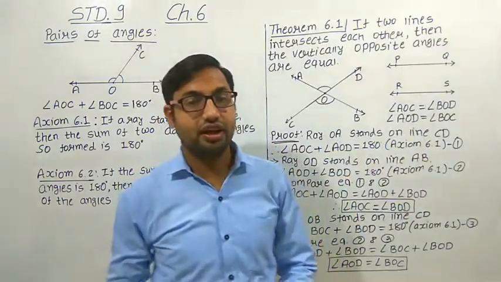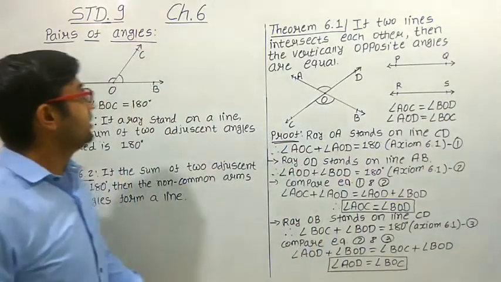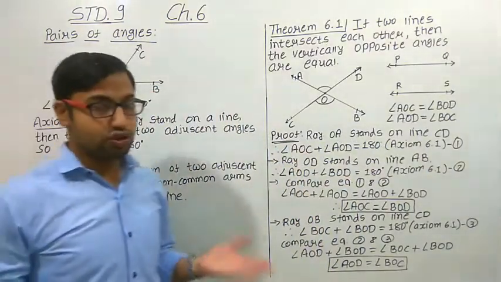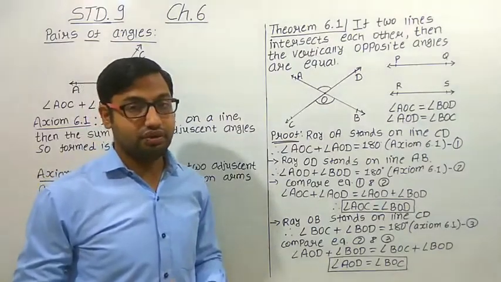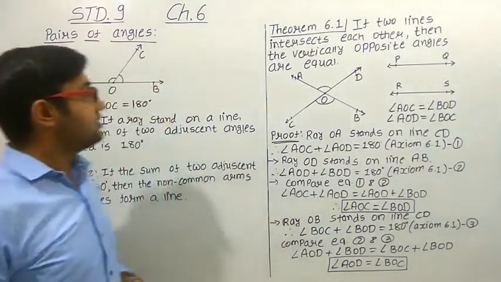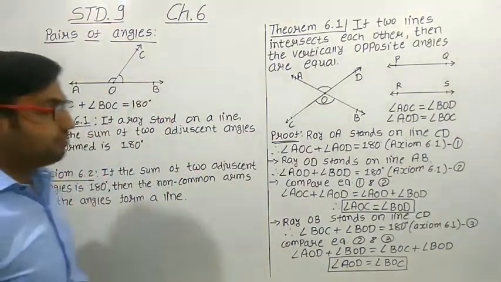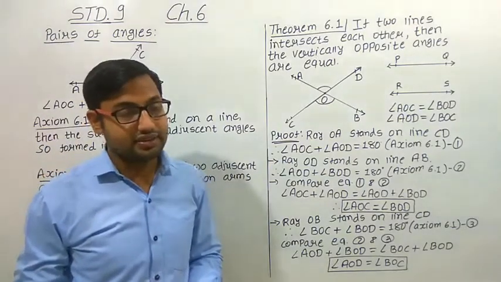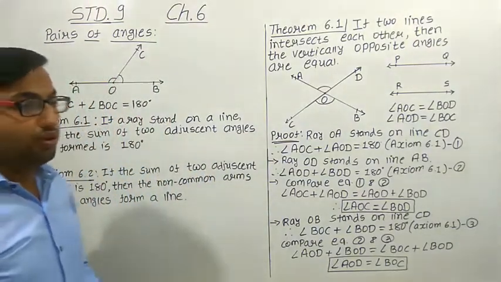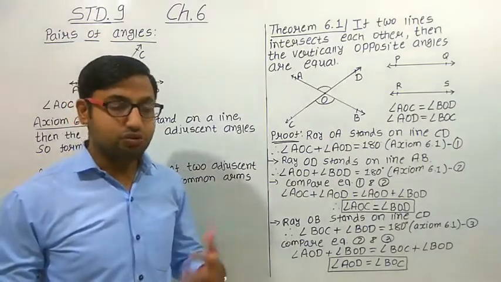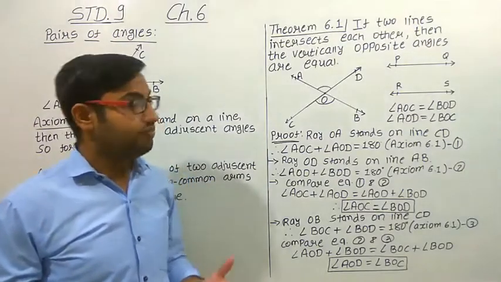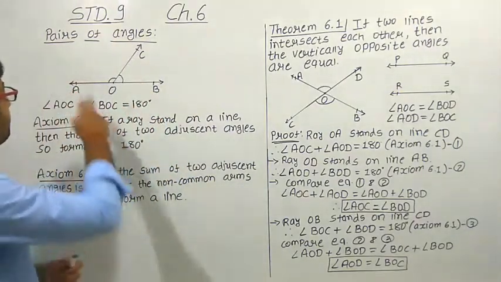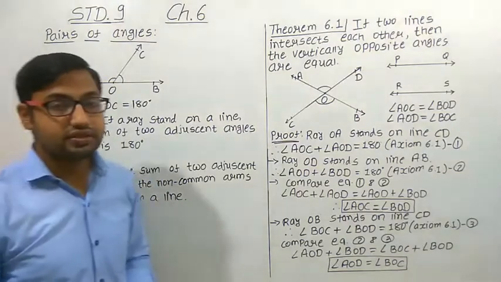Hello students, today we will study some of the axioms and the first theorem of this chapter. This is the topic of Standard 9, chapter number 6, lines and angles. So, we know about the types of the angles. Here we have to study the pairs of the angles.